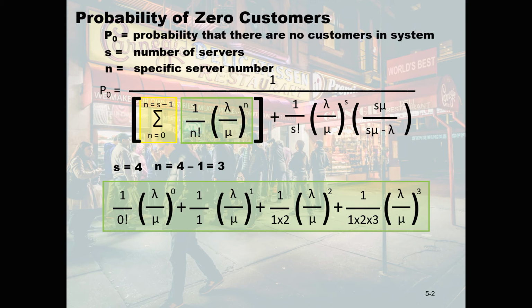And then we're going to end with server 3. We're going to have 1 over 1 times 2 times 3, which is going to give us 6, times lambda over mu raised to the third power. So this is how we apply our sigma notation to the expression that is inside the brackets for the equation of probability of 0 customers in the system.